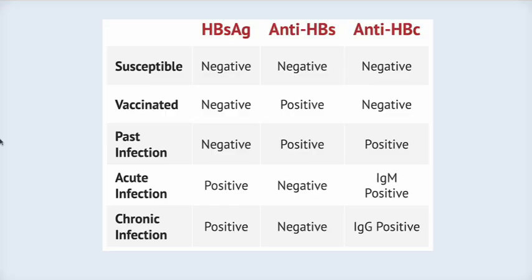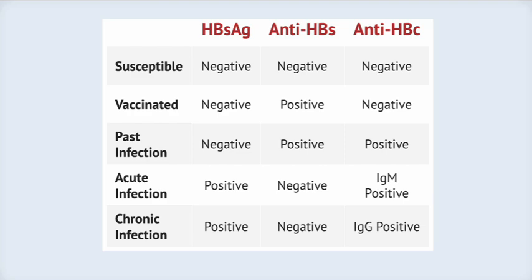As a next step, let's summarize all of this and look at this table here. If you have all negative across the board, that is just susceptibility. If the only thing that is positive is anti-HBs, anti-sick, that means they're vaccinated. Past infection: HBsAg will be negative, anti-HBs is positive, and so is the anti-HBc. Acute infection: HBsAg will be positive, negative for anti-HBs, and you'll see IgM, not IgG. Positive HBsAg and positive IgG, that's chronic infection.